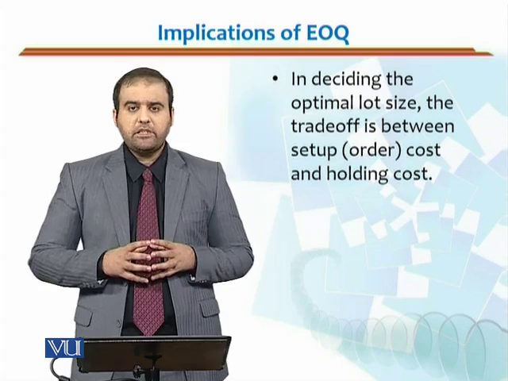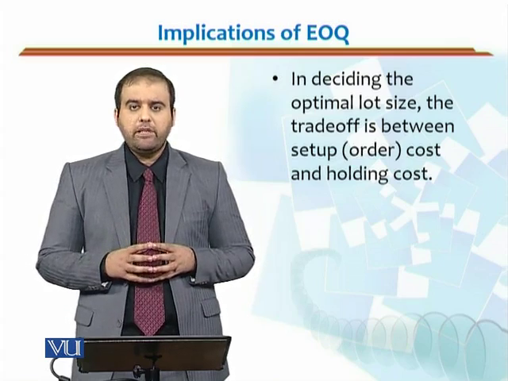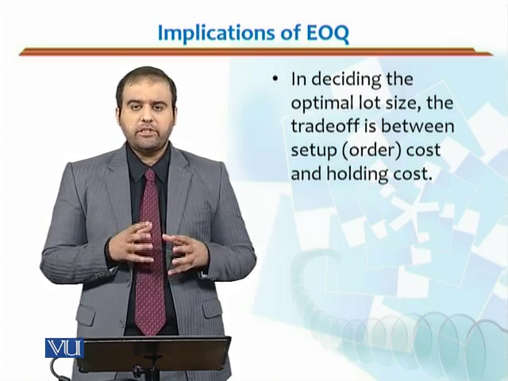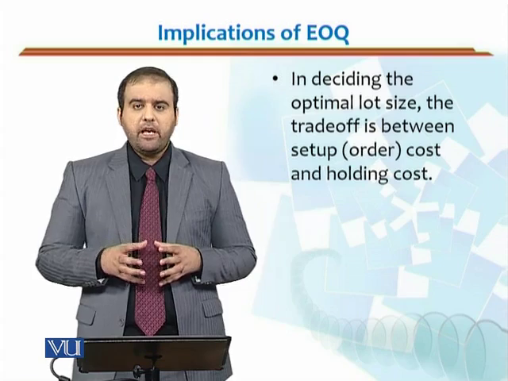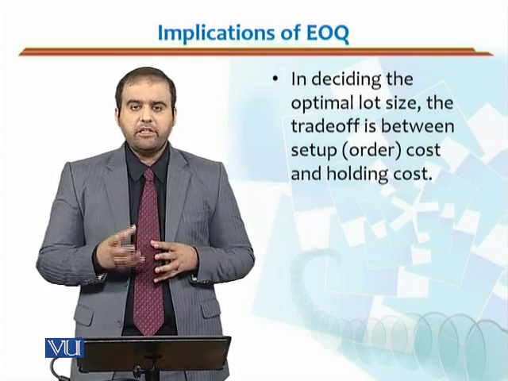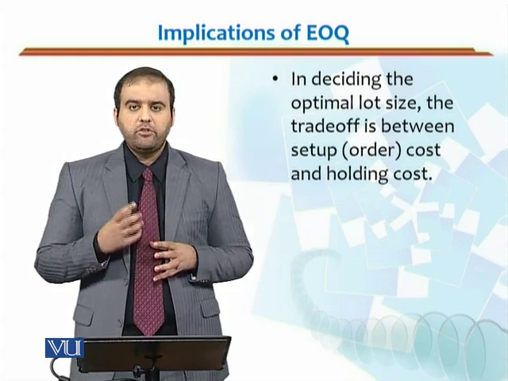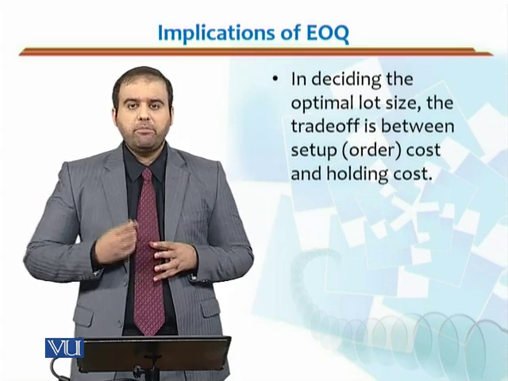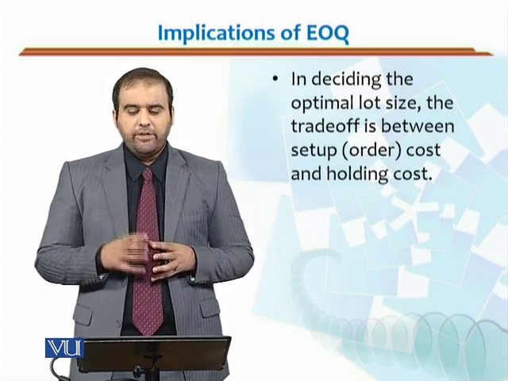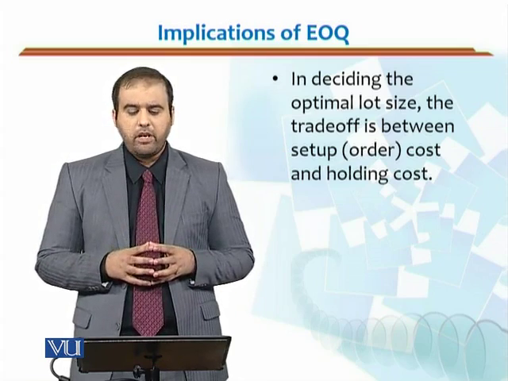So these are the two important properties of economic order quantity. EOQ is robust in nature as well as insensitive in nature. It doesn't pass on the error effect that drastically, significantly. It does not pass on the effect of the estimation error to the lot size that much. Other than that, we have some other implications which we will look at.